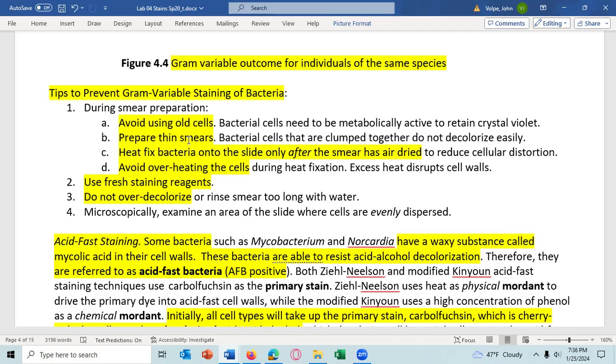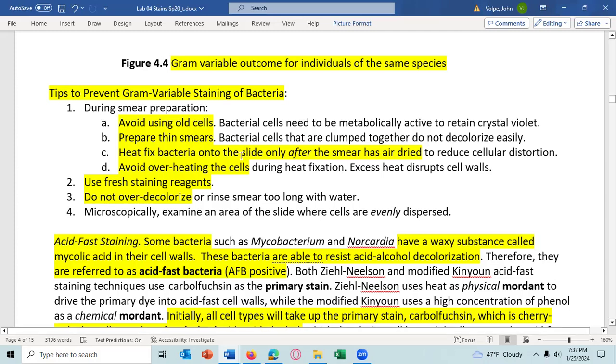You should also avoid under decolorizing. If you do not decolorize sufficiently, not all of the cells will have the crystal violet iodine complex removed, even though they are gram negative cells and the same species member as the other cells, which are staining a given color. Any question about any of that?